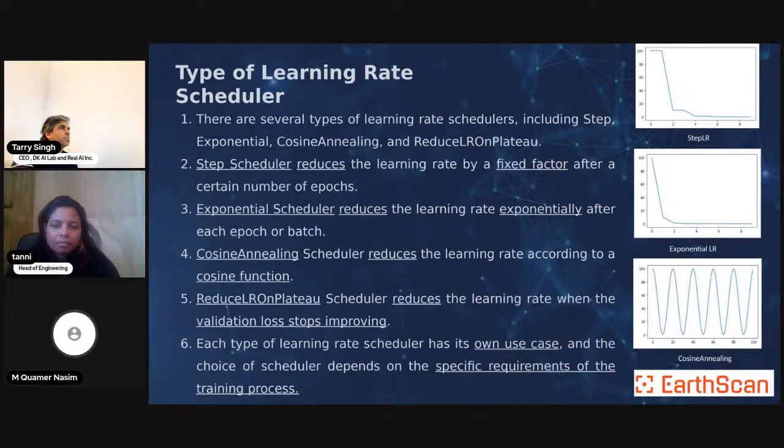And reduce learning rate on plateau reduces the learning rate if your validation loss has stopped decreasing, because then you wouldn't want to overshoot the global minima. So in order to be at the global minima, you have to decrease the learning rate over there. This is where this particular scheduler comes into play: you reduce the learning rate when you see a plateau in the validation loss curve. And as I already mentioned, each type of learning rate scheduler has its own use case, based on the specific requirement of the training process.